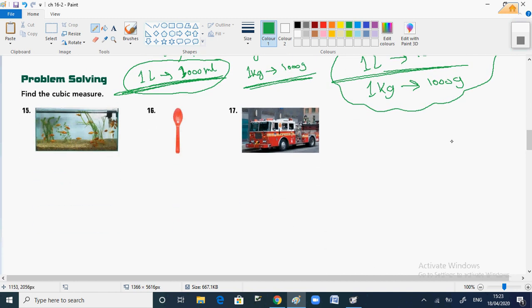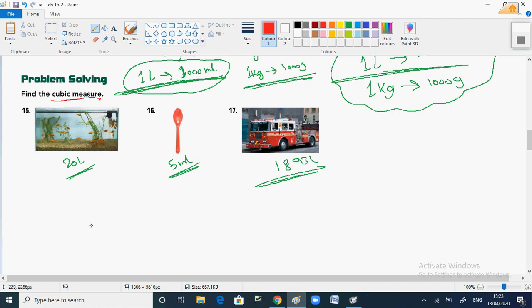Now problem solving, find the cubic measures. First one, I can say capacity here 20 liters, and here capacity 5 milli, and here the capacity is 1,893 liters. I can say, look, cubic measures. Cubic measures, I will use deci or centi, okay? Cubic decimeter or cubic centimeter.